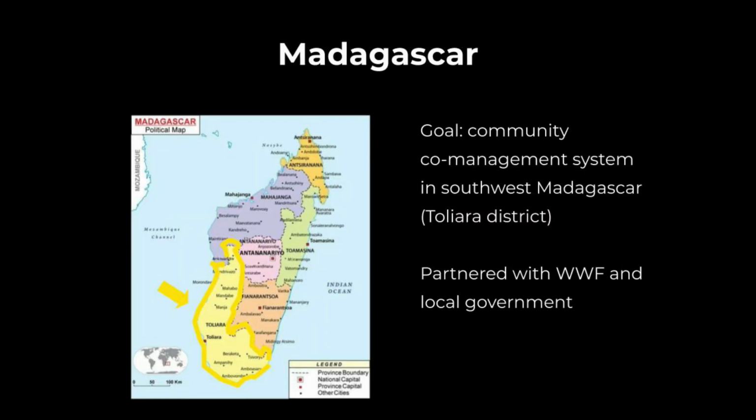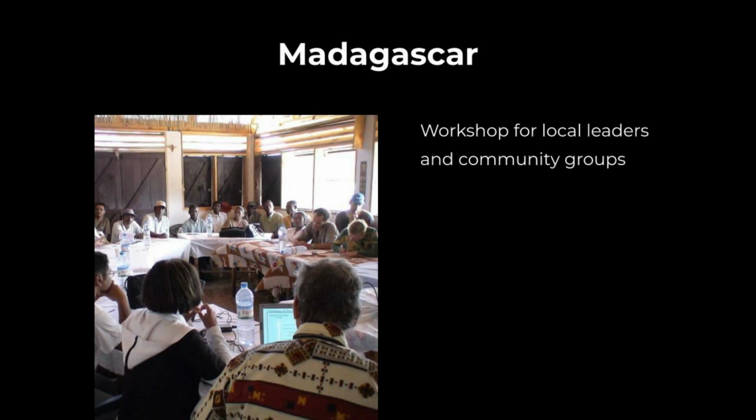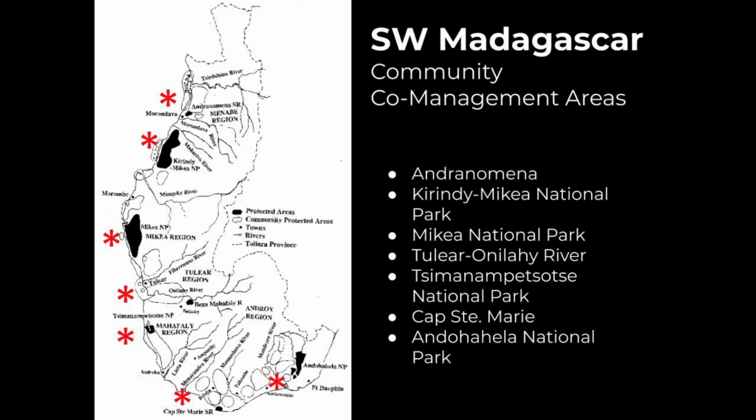We began to work with Mark Fenn, who worked with WWF, to set up a community co-management system in southwest Madagascar in the Toliara district. We began with a workshop using this series of presentations and group exercises. There were 45 participants from WWF and other regional NGOs and community groups, as well as ANGAP that manages the protected areas. The government of Madagascar has created a number of laws and policies to encourage community co-management.